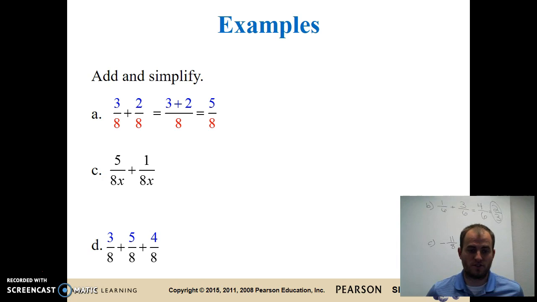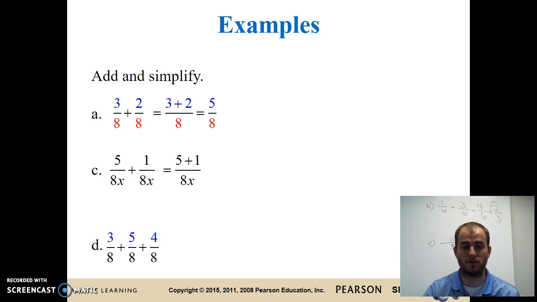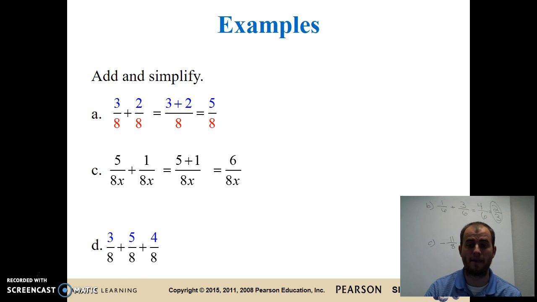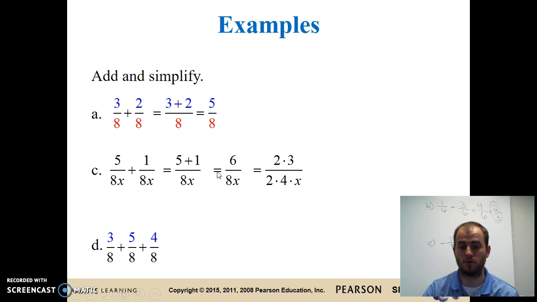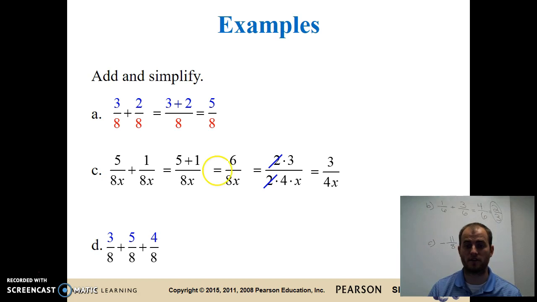Okay, let's look at letter C. 5 over 8x plus 1 over 8x. They have a common denominator. They are like fractions, so you can add them together. Add their numerators. 5 plus 1 is 6, and you get 6 over 8x. Make sure to check to see if you can simplify it. 6 and 8 can be reduced because 2 goes into both. So you get 3 over 4x. Again, if there's an x, the x just comes along in the denominator.